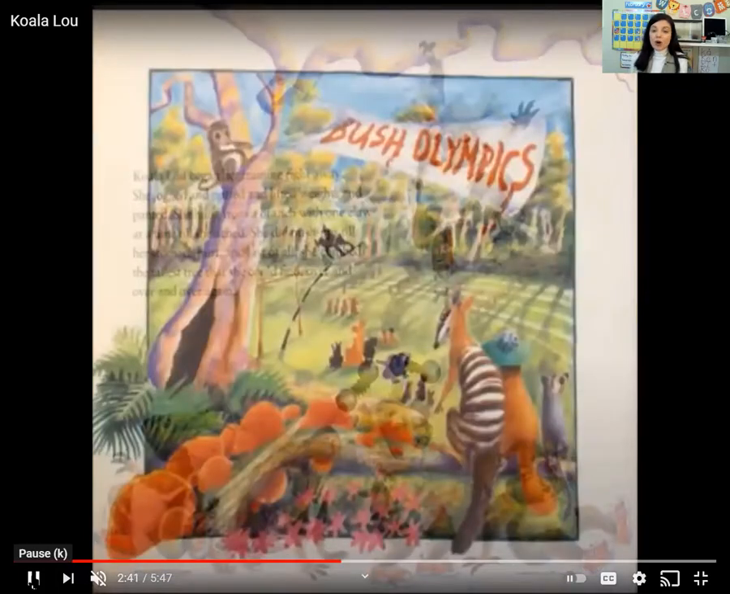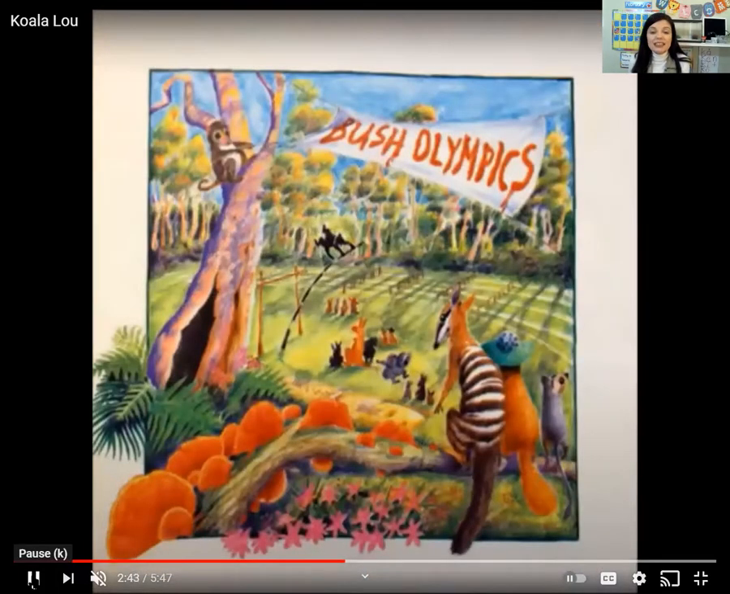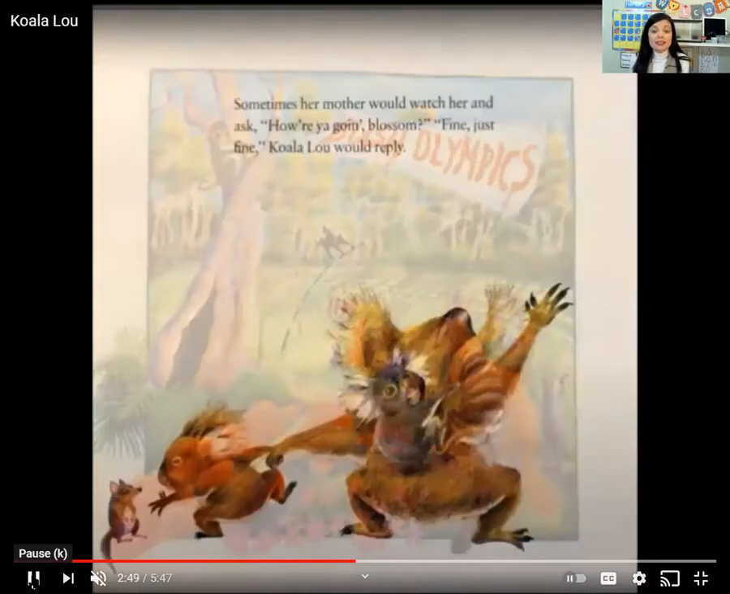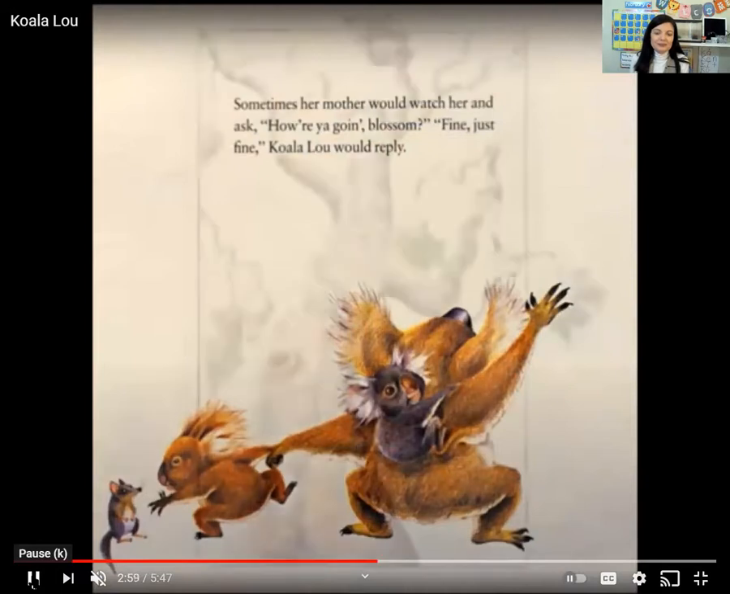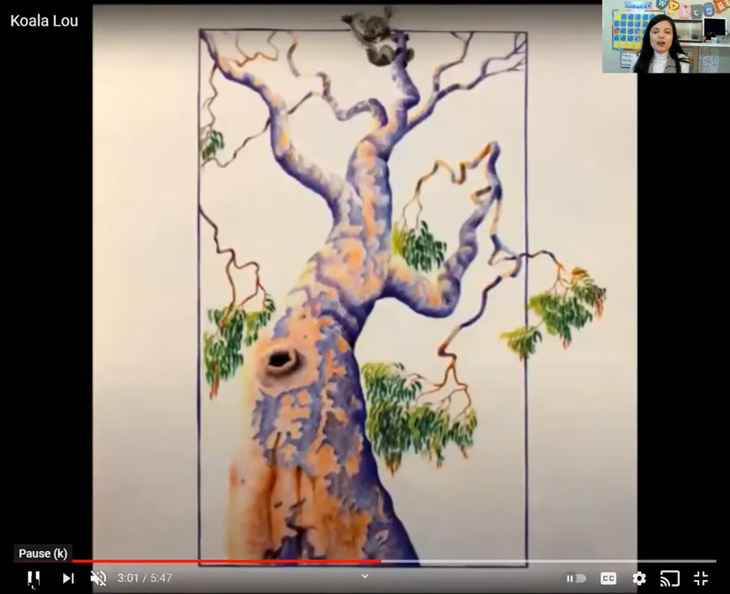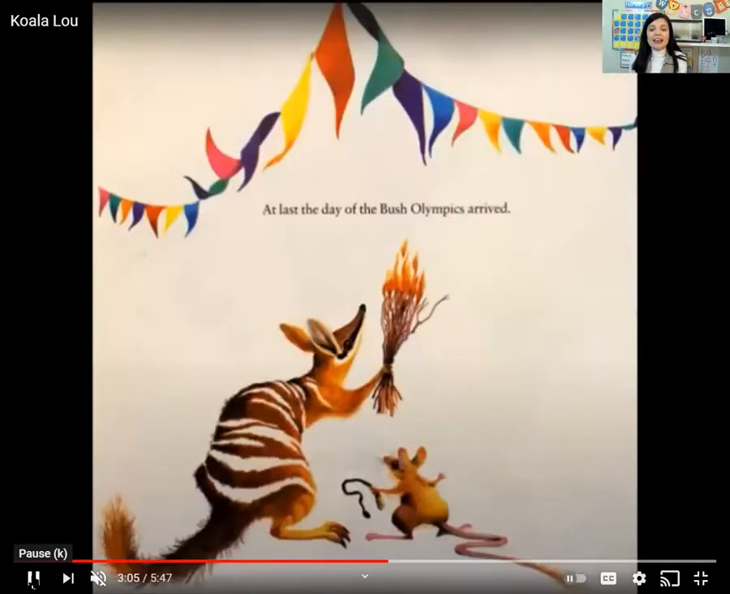It was almost time for the Bush Olympics. Koala Lou continued to train. Sometimes her mother would watch her and ask, How are you doing, Blossom? Fine, just fine, Koala Lou would reply. Koala Lou would climb the tallest tree she could find again and again.